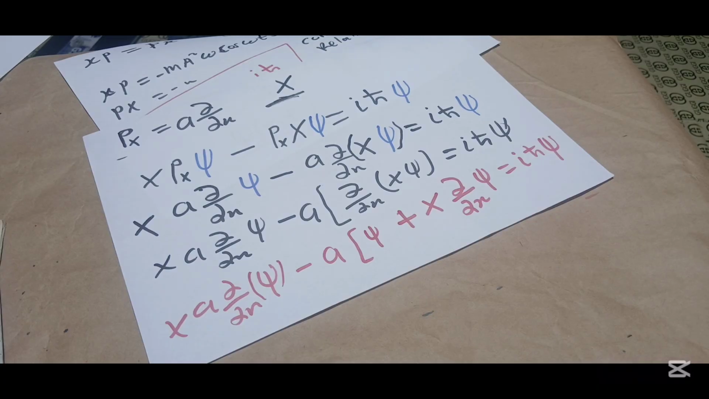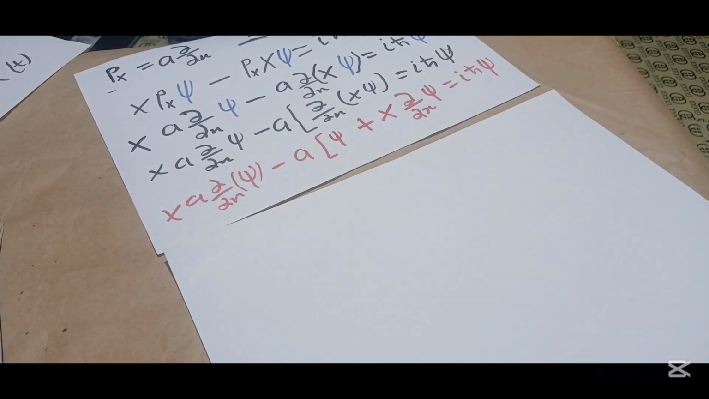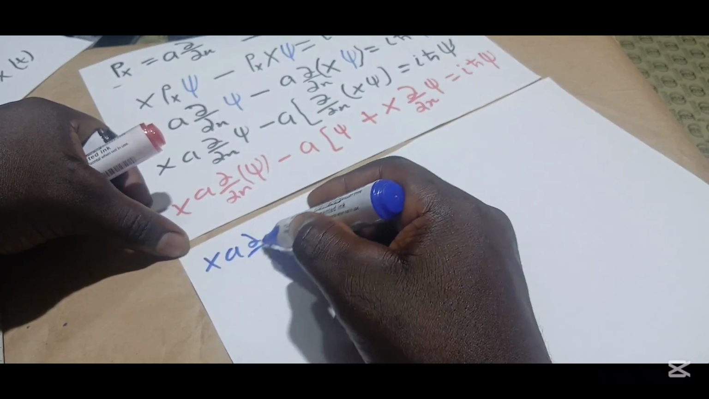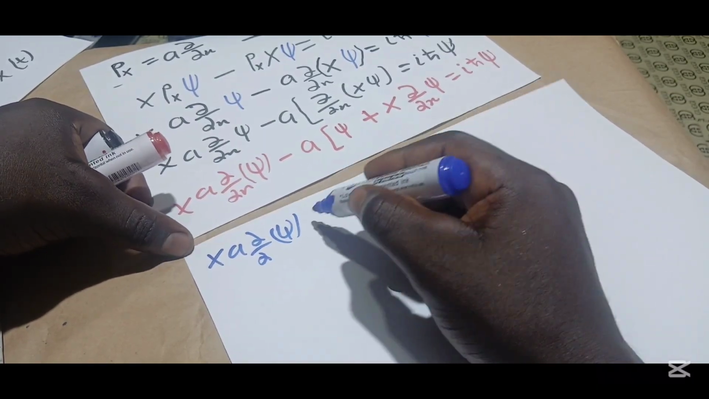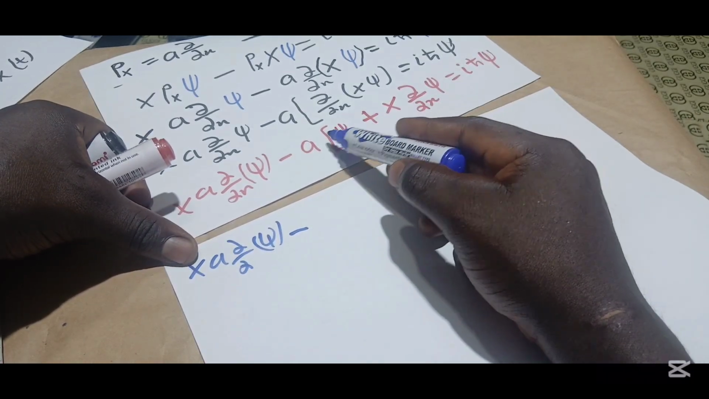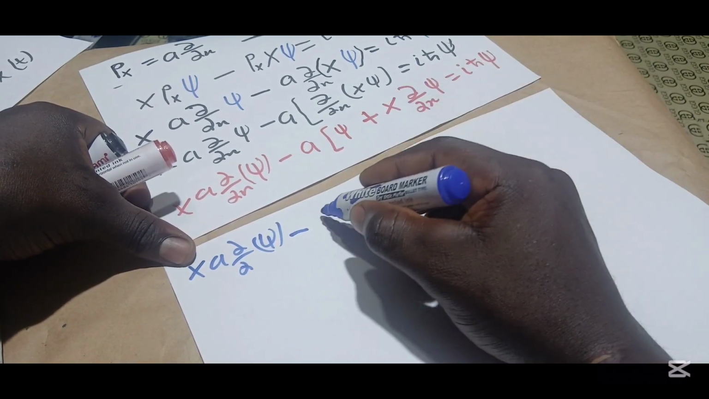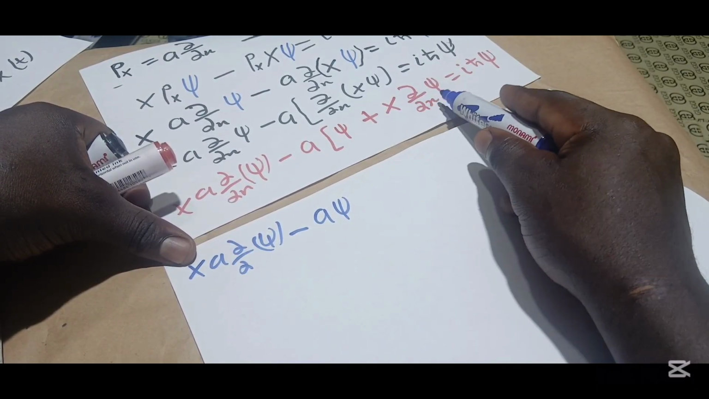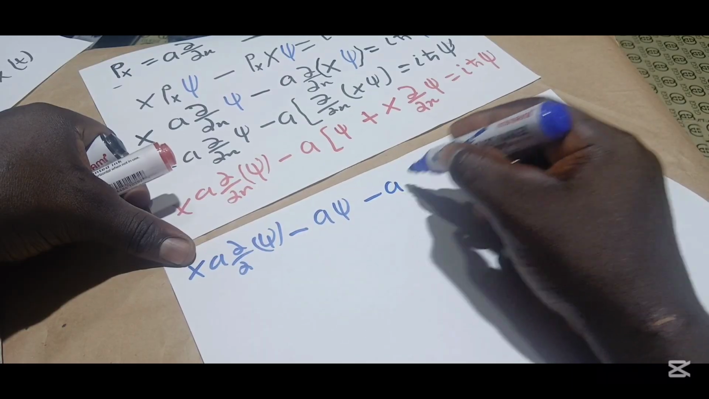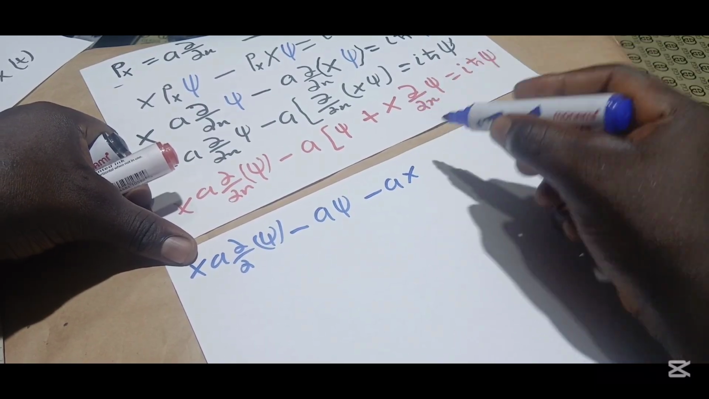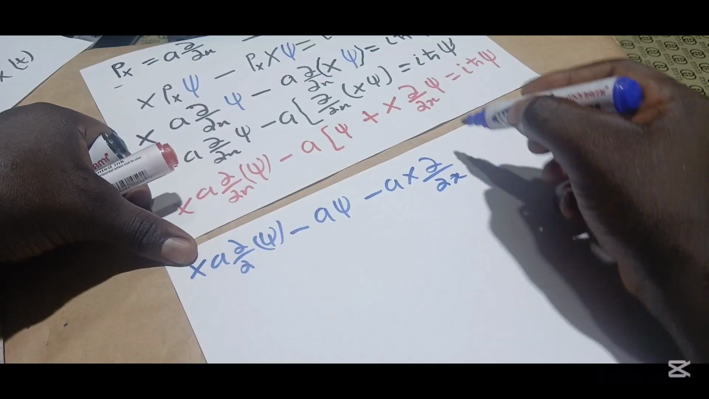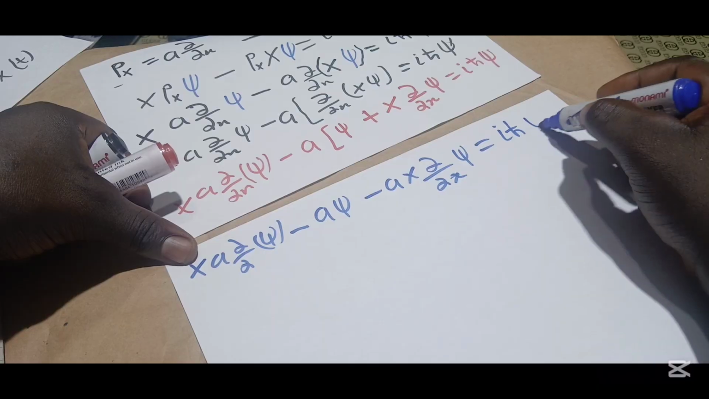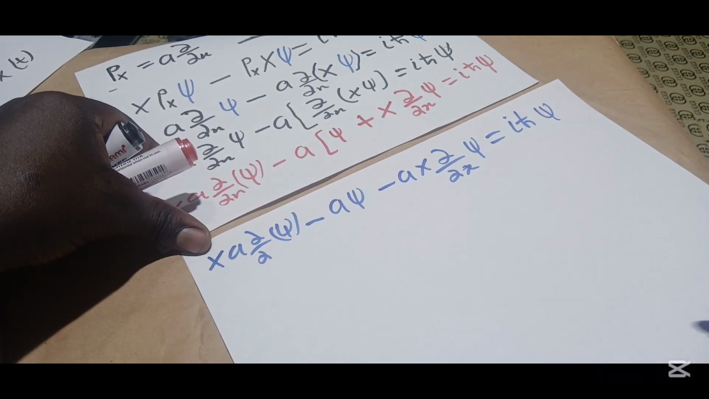So let's continue with our calculations. x a d over dx psi minus, let's expand the bracket. So minus a psi, minus a x d over dx psi, equated to i h cross psi. So what do we see?